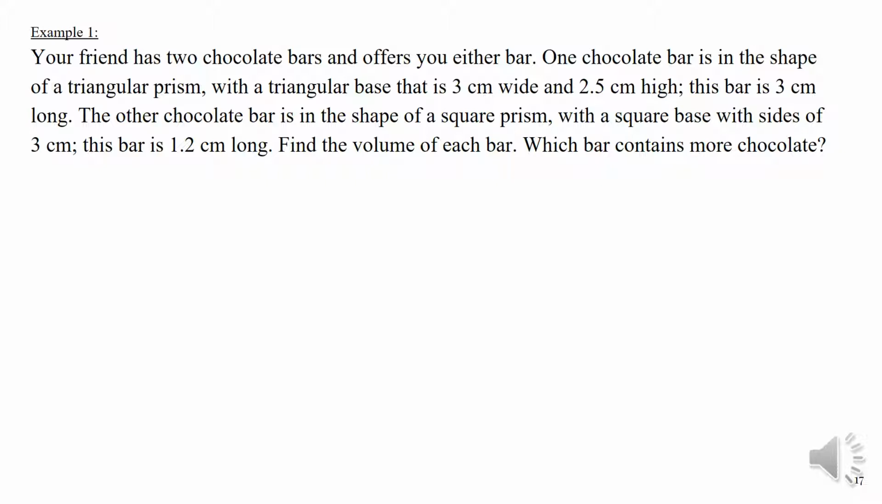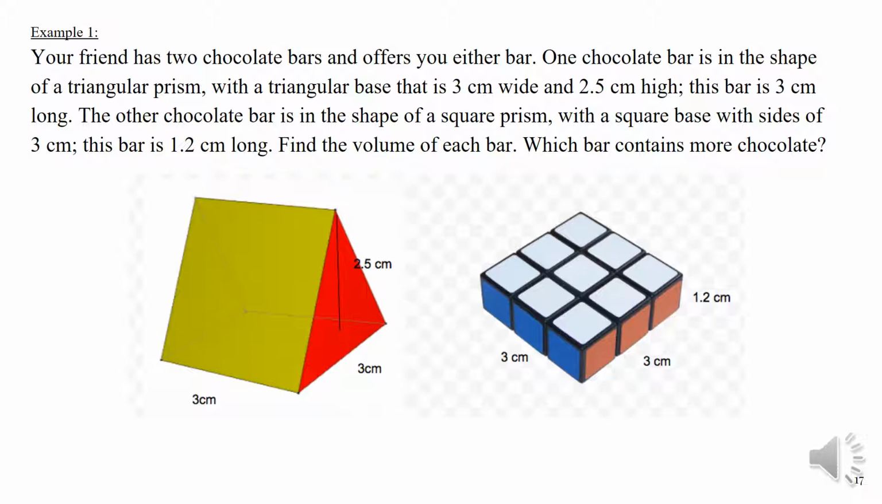For example, your friend has 2 chocolate bars and offers you either bar. You have to choose one. One is the shape of a triangular prism, and one is a square prism. All right, so I realize both of these are not chocolate, but hopefully the shape helps you to identify what it is we're talking about. We're talking about a Toblerone versus a Ghirardelli chocolate square.